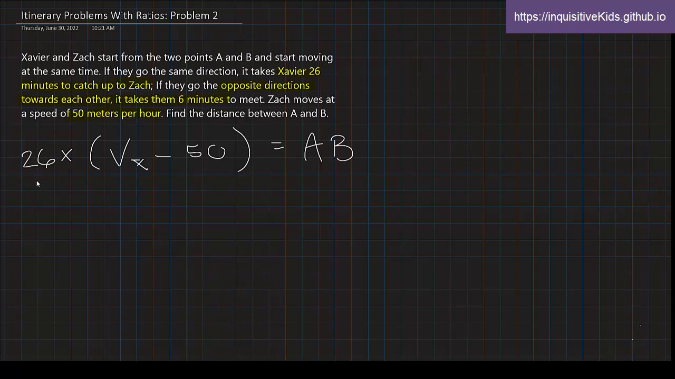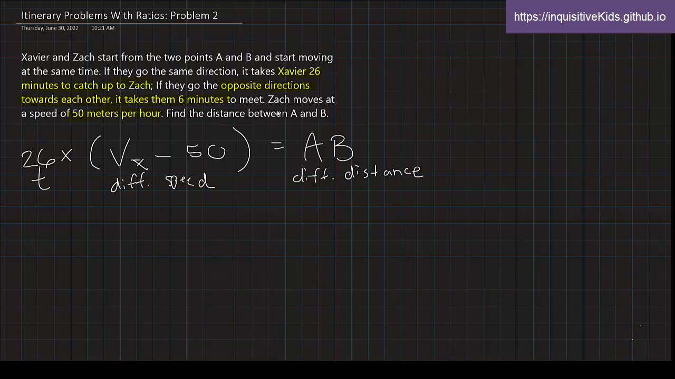It's that the time times the difference in speed, and that's equal to the difference in distance. And I say difference, and you can also think of it as just the head start that Zach was able to have.